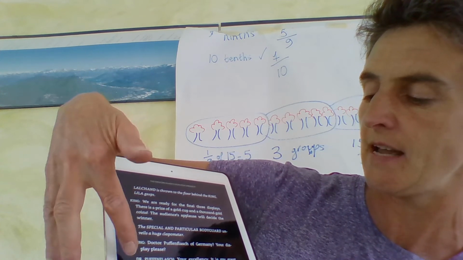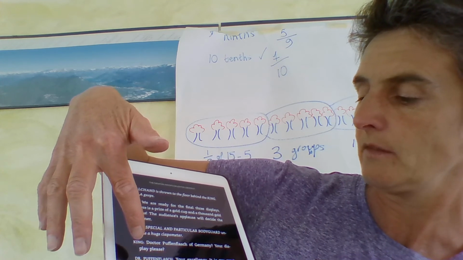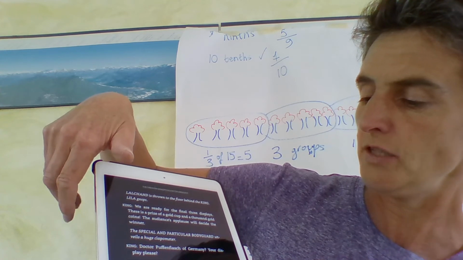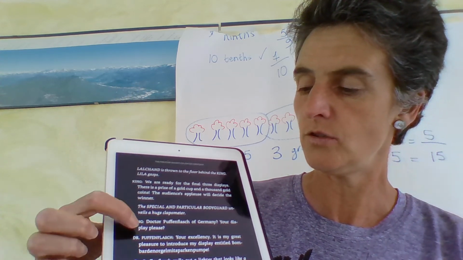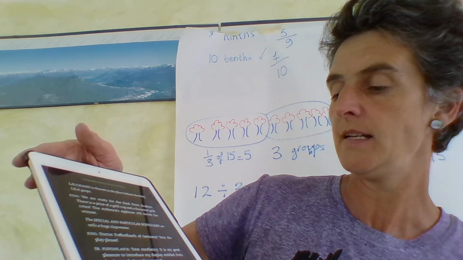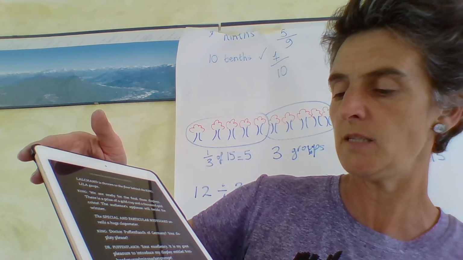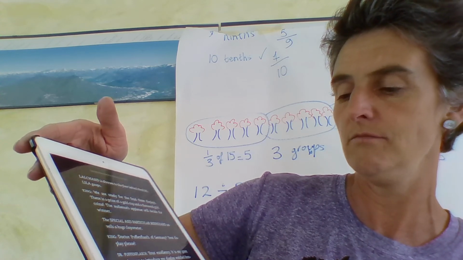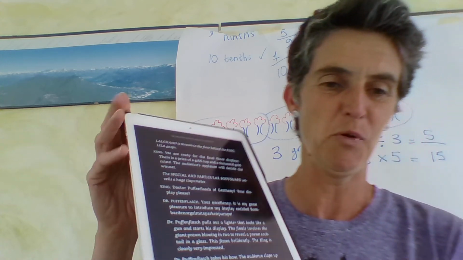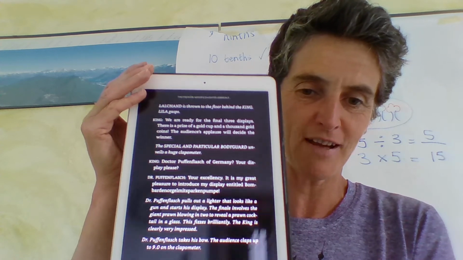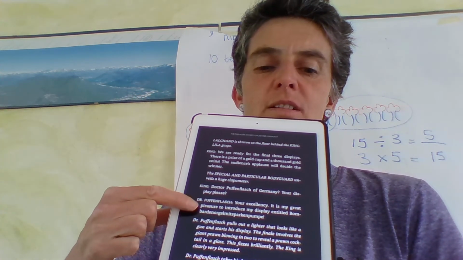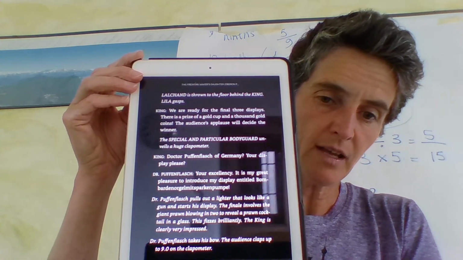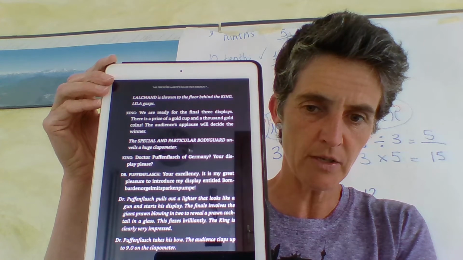And then a bit further down, we've got the king saying, "Dr. Pufenflasch of Germany, your display, please." And Dr. Pufenflasch comes up and he says, "Your Excellency, it is my great pleasure to introduce my display entitled Bombarden-Sparkenpumpe." We were all laughing together about this strange long word here. Okay, and then he goes on to show his display.